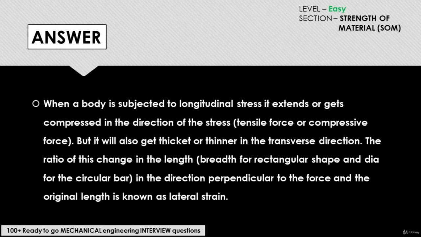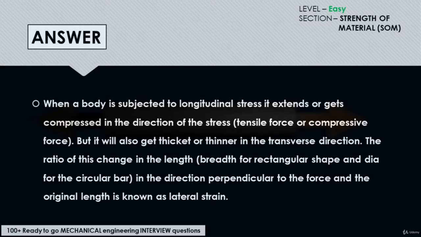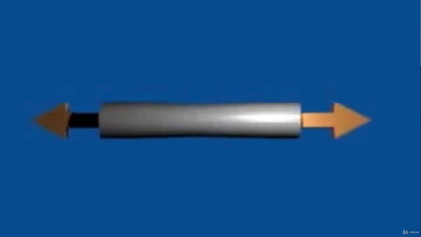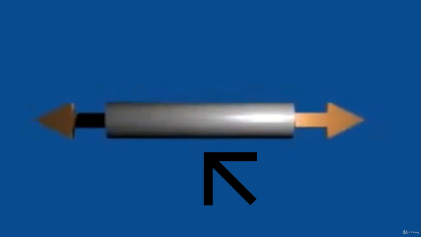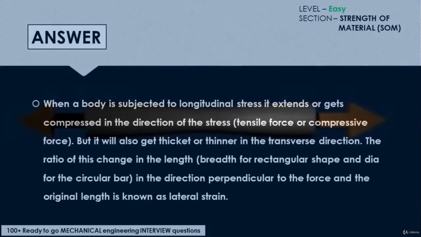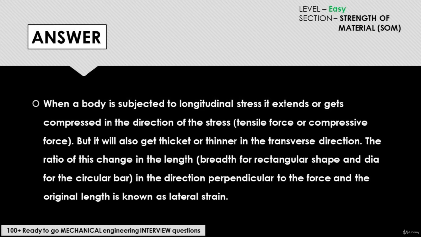The answer to this particular question would be, when a body is subjected to longitudinal stress, it extends or gets compressed in the direction of the stress applied. But it will also get thicker or thinner in the transverse direction. The ratio of this change in the length or breadth for the rectangular shape and diameter for the circular bar, which is in the direction perpendicular to the force, and the original length, is what we call a lateral strain.